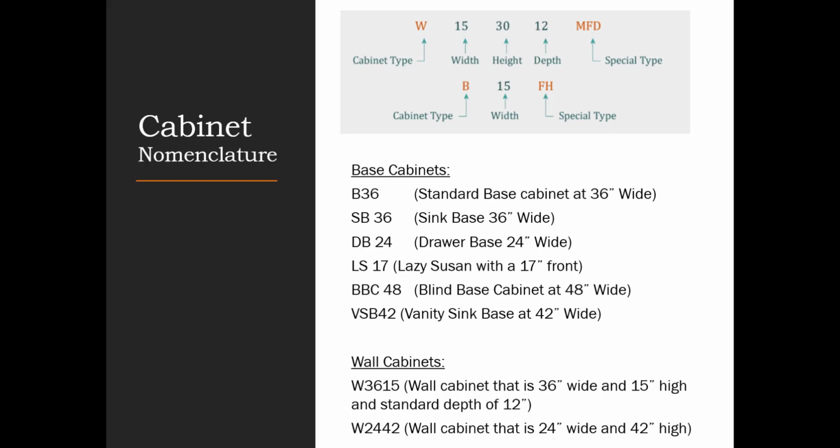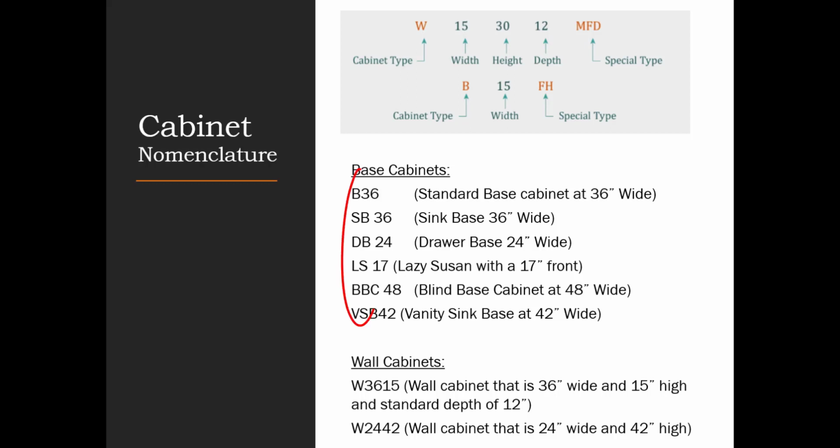So for wall cabinets, we typically place a W first in the formula, followed by the width in inches, and then the height of the wall cabinet. So when you see a W3615 as a formula, it means that the cabinet is a wall cabinet that is 36 inches wide and 15 inches tall. This is a typical size for a cabinet that goes above a refrigerator.